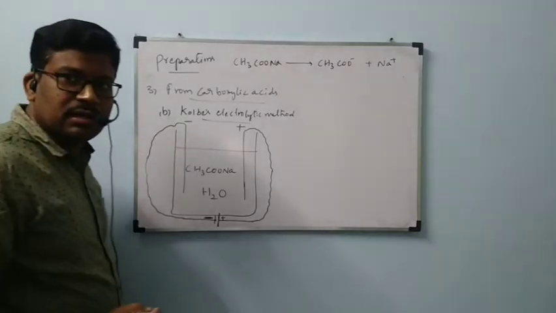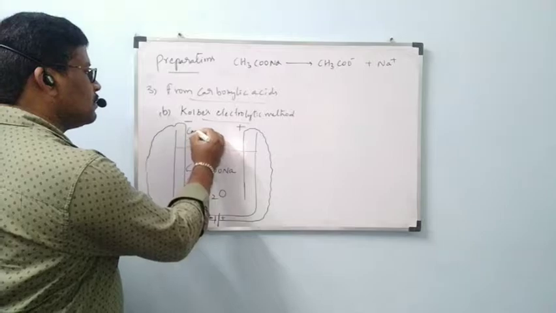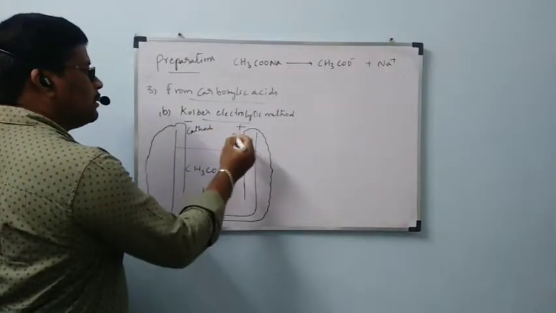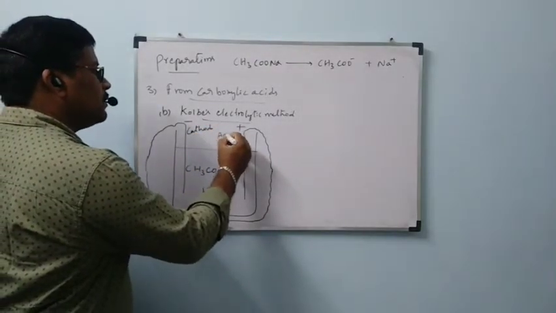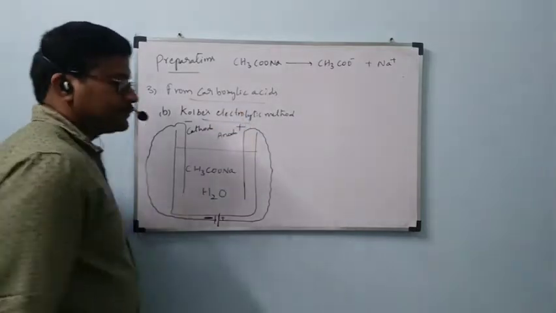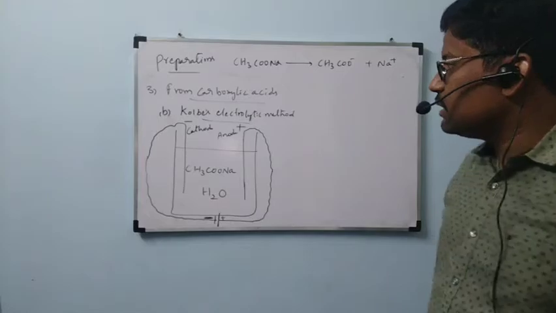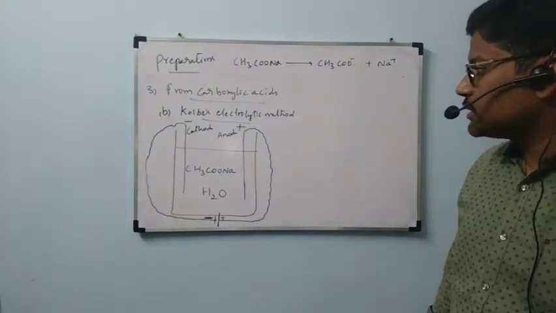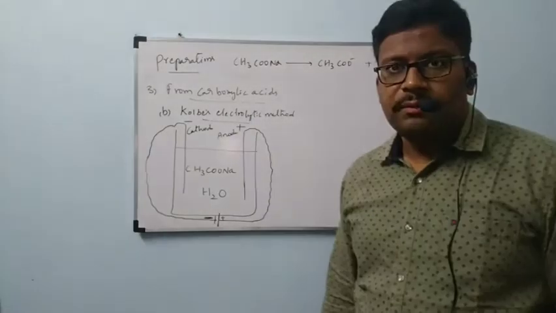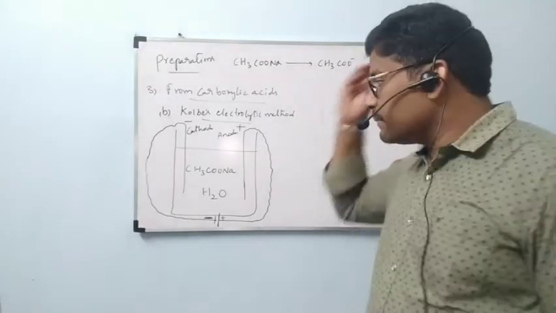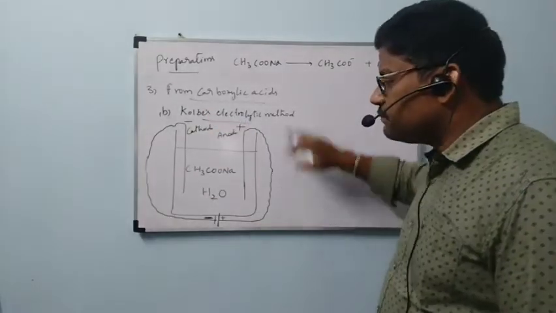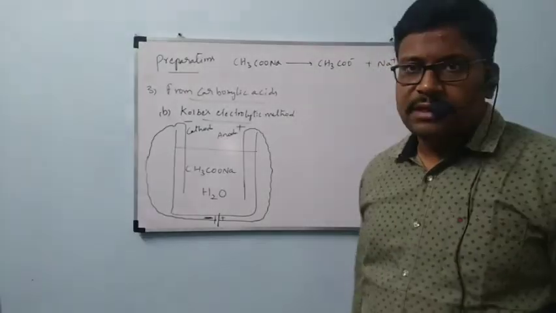Negative electrode is called cathode. Positive electrode is called anode. Okay? This is one rough diagram for Kolbe's electrolytic method.